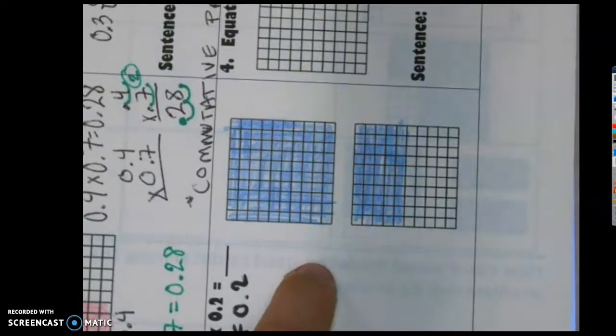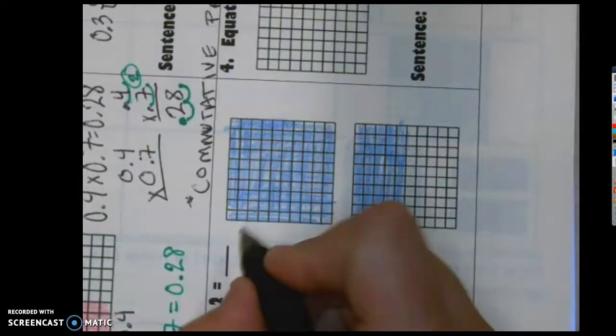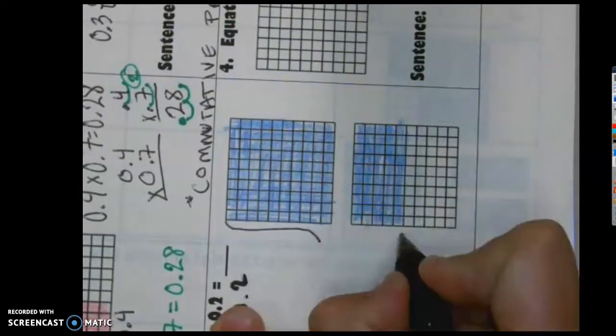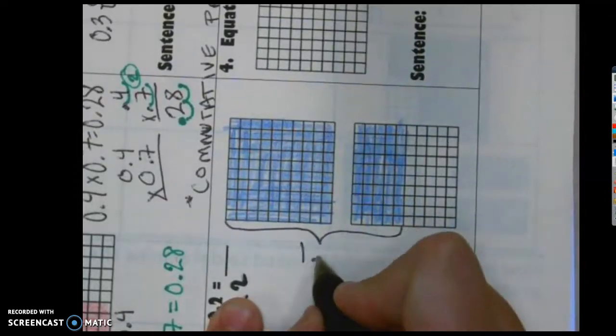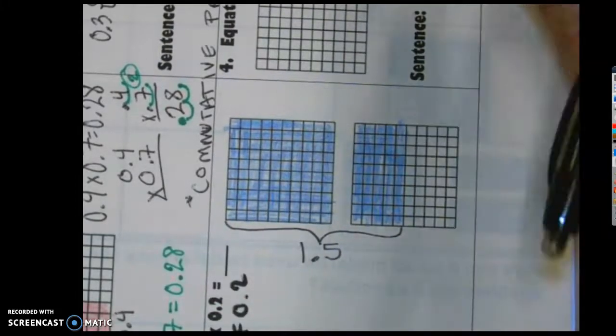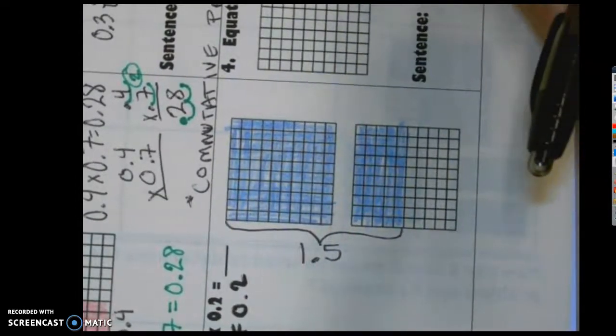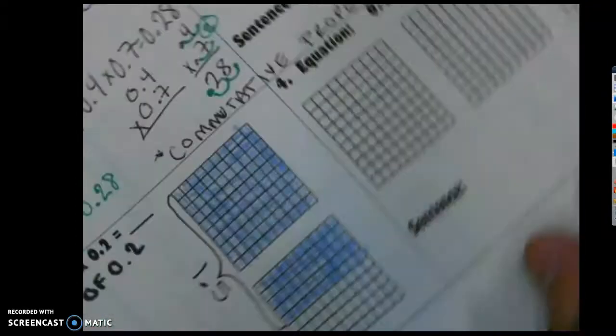Okay, and then remember, what's one of the most important things that you can do? It starts with an L. Label. Label it. Very good. Okay, I'm going to label it. That is 1 whole and 5/10. So I labeled it upside down, but that's okay. Okay, 1 whole and 5/10. Then I can turn it back around.